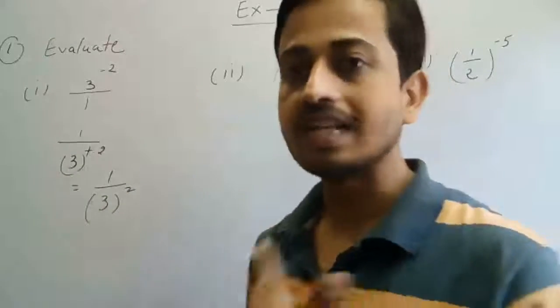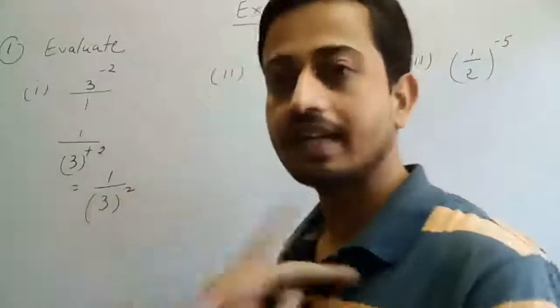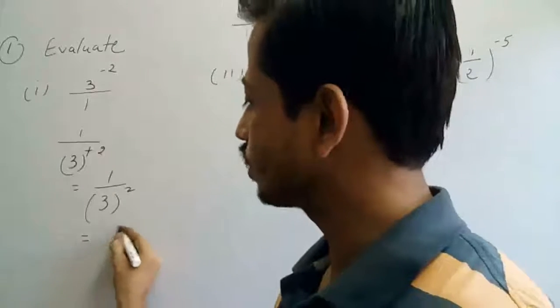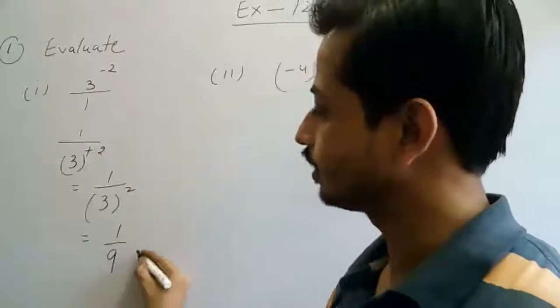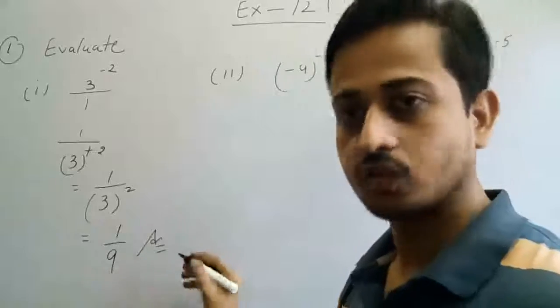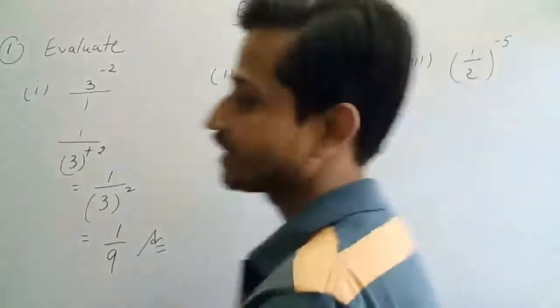And you know 3 has 2 times. So 3 into 3 we get 9. So the answer is what? 1 upon 9. This is the answer. It's very simple. Now look at the second part.